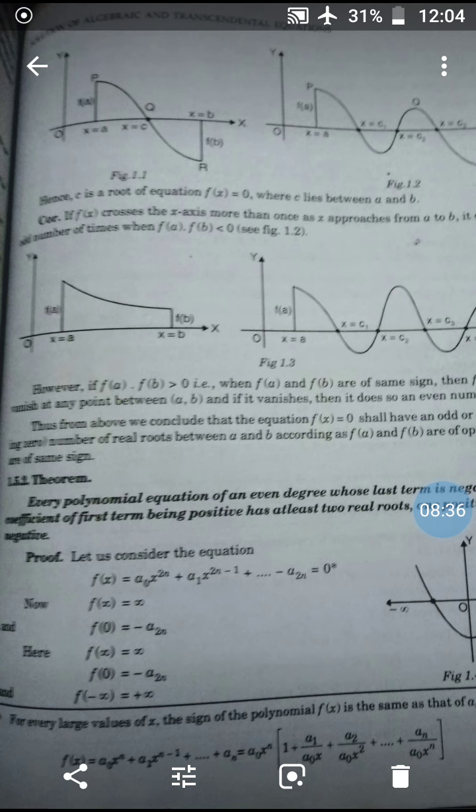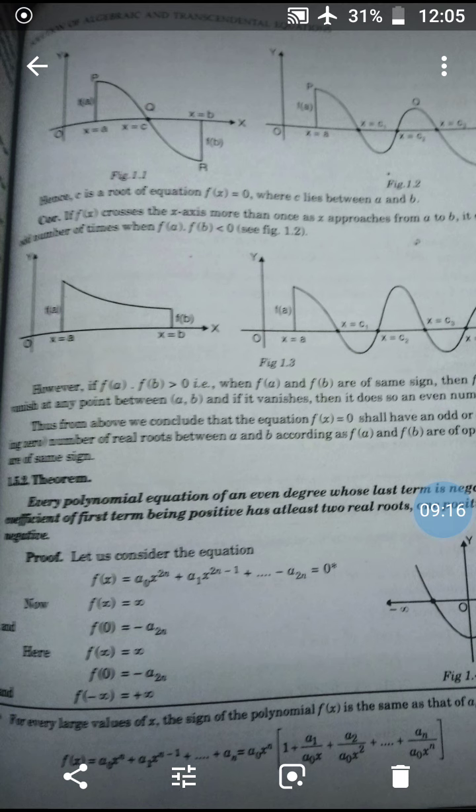We can see from the graph, figure 1.1, f of a is positive because it lies in the first quadrant, and f of b is negative because it lies in the fourth quadrant. And the function is continuous. When it passes from f of a to f of b, it must touch the x-axis. On the x-axis y is equal to 0, y means f x equal to 0. That means at x equal to c, the function becomes 0, where c lies between a and b. So there must exist at least one point c where f x equal to 0.